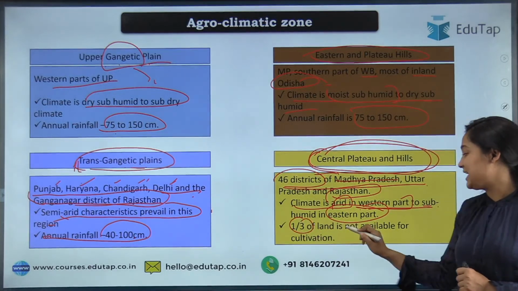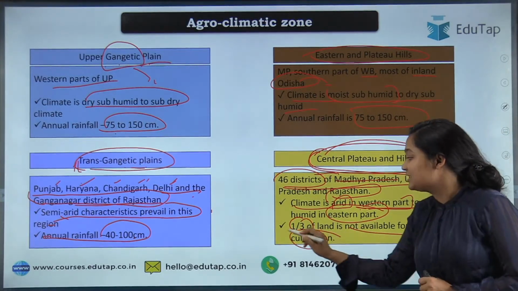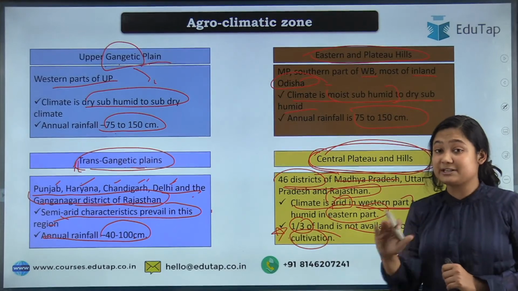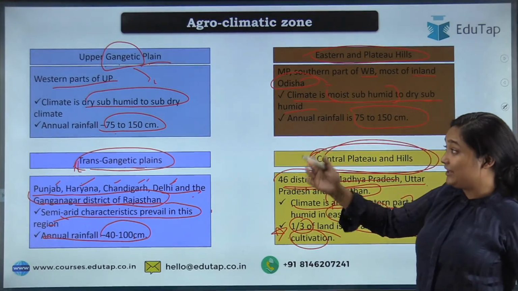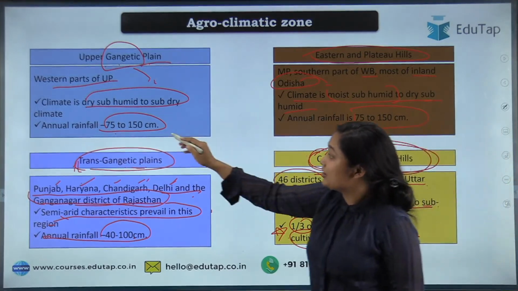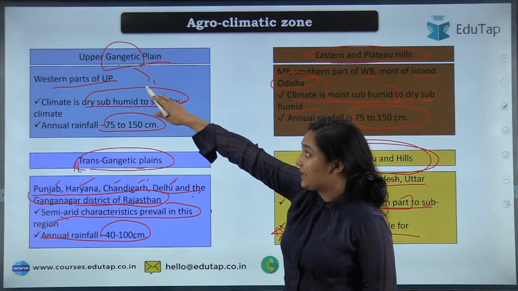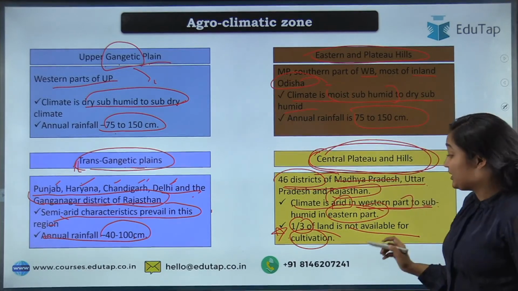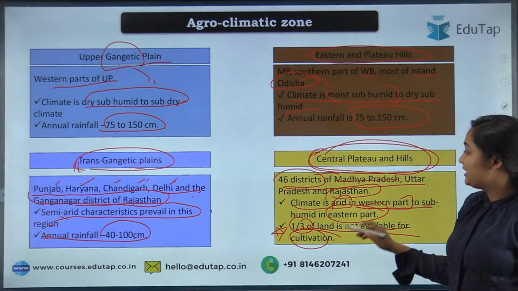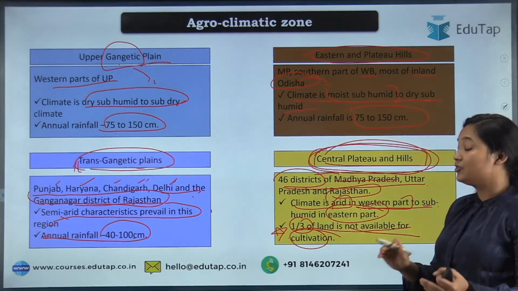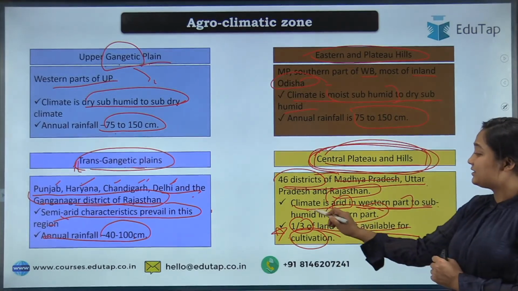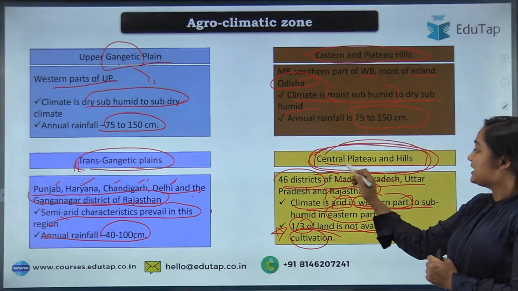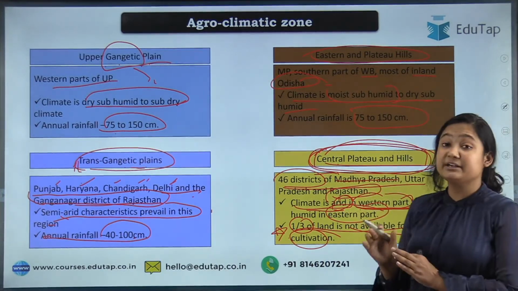And 1/3 of this land is not available for cultivation. This point again is very important for your exam. Do remember it. Some points in this particular slide are very important. First of all, you should know the western part of UP is under the upper Gangetic Plain. Then you should know 1/3 of land available in the central plateau hills is not under cultivation. It is not suitable. Why?